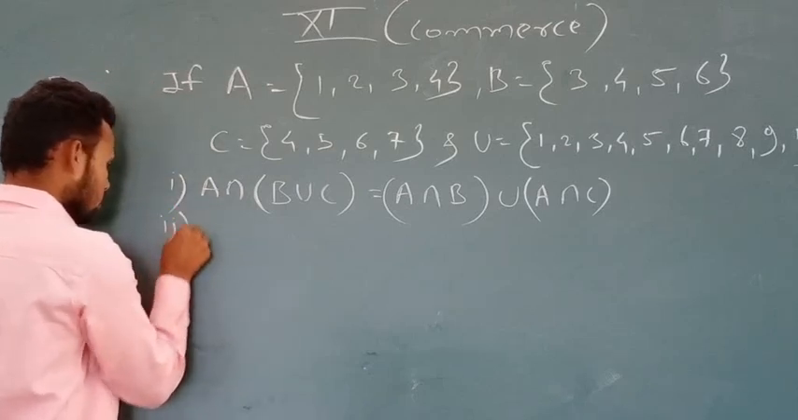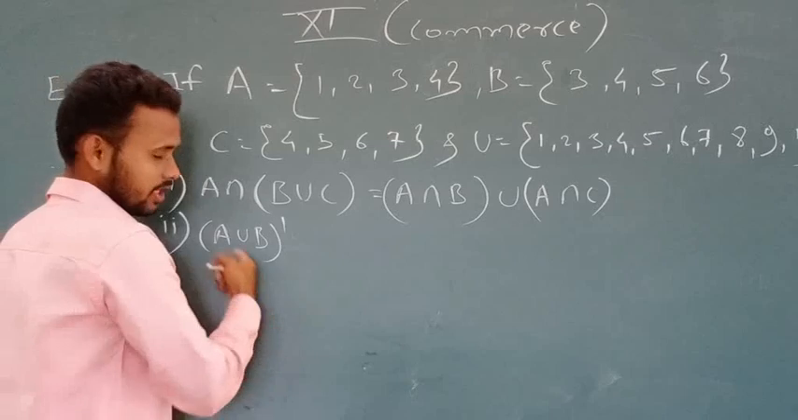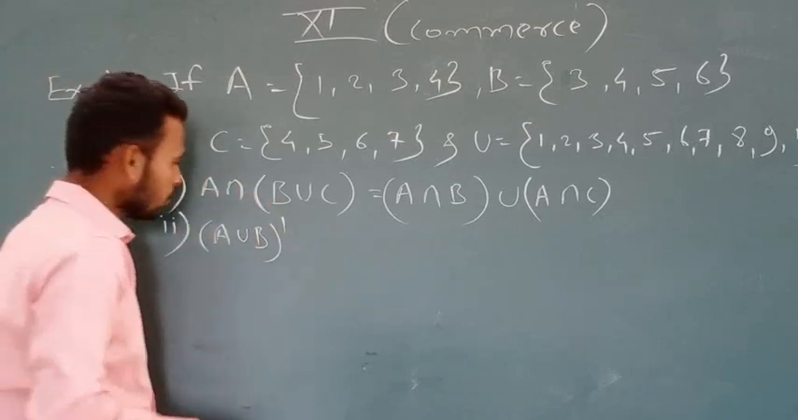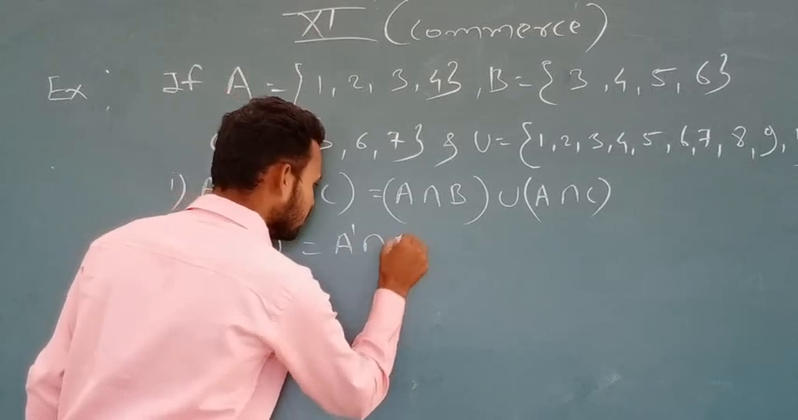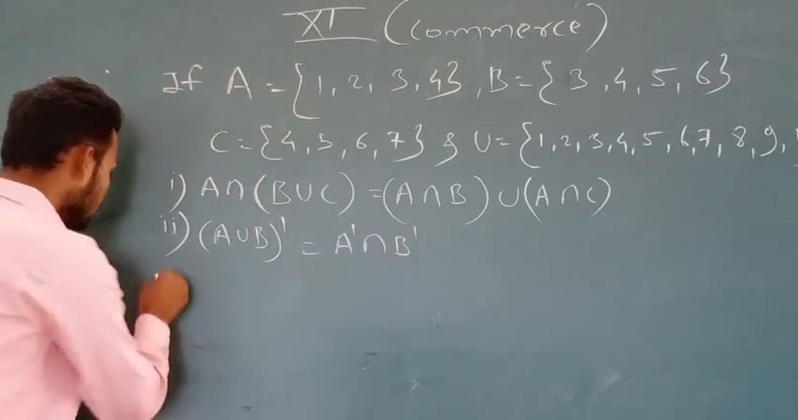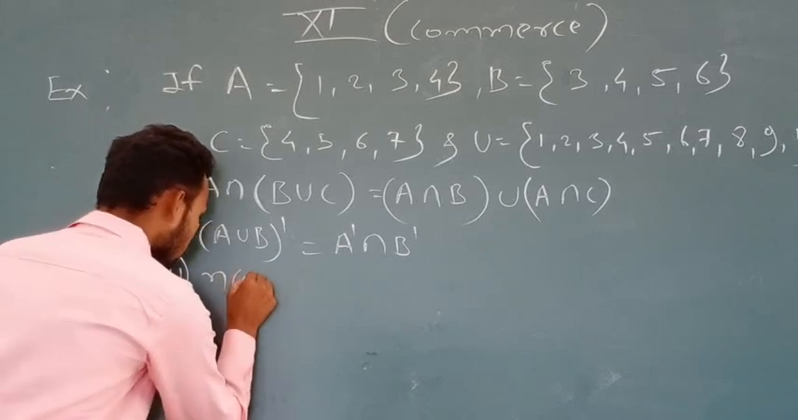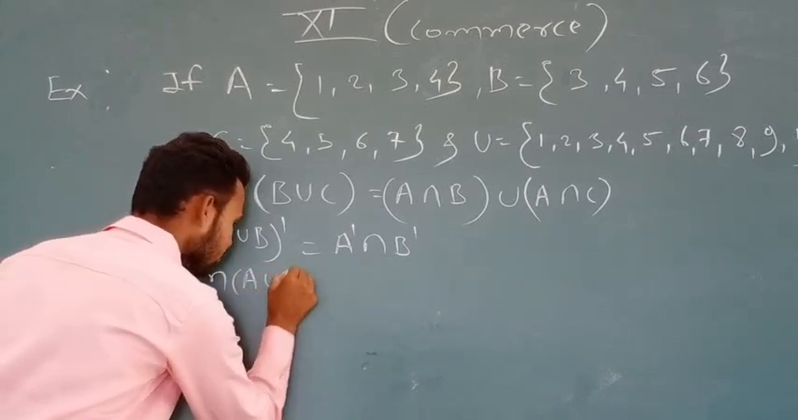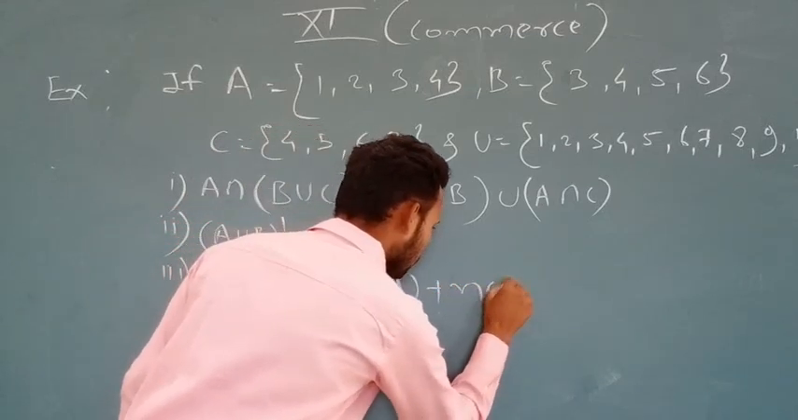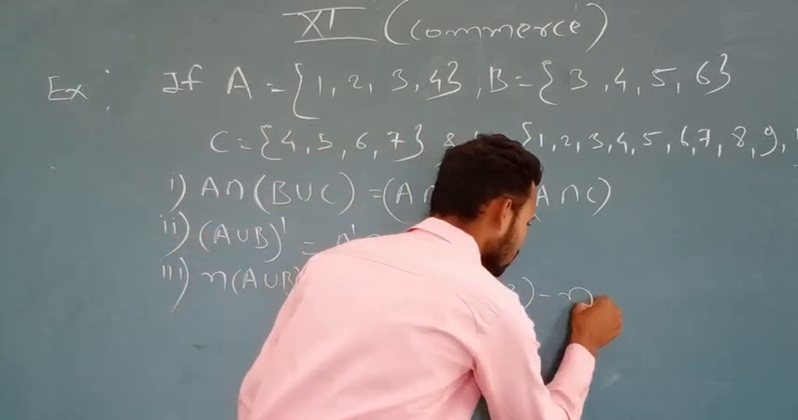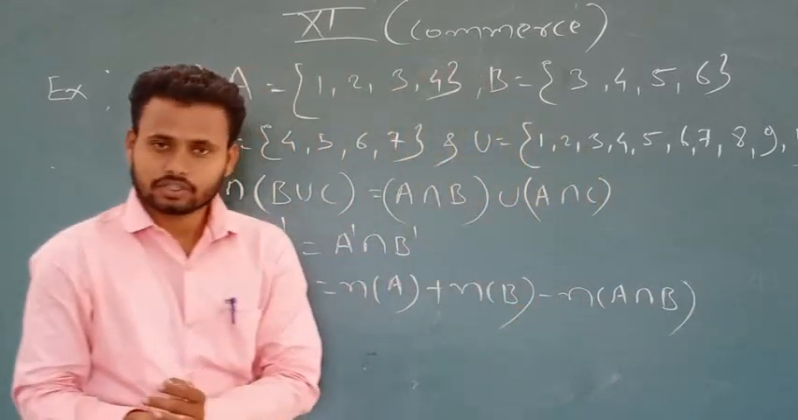Second one is A union with B whole bracket complement, which is equal to A complement intersection with B complement. And third one is N of A union with B, which is equal to N of A plus N of B minus N of A intersection with B.